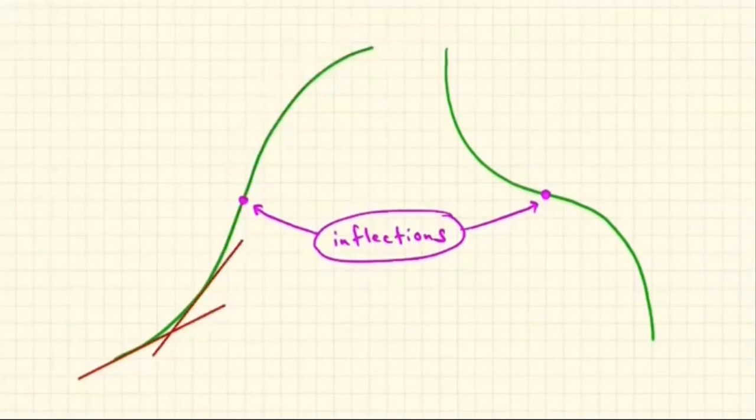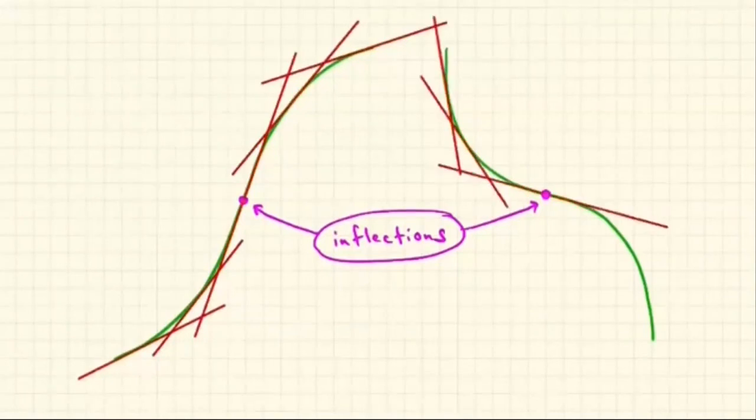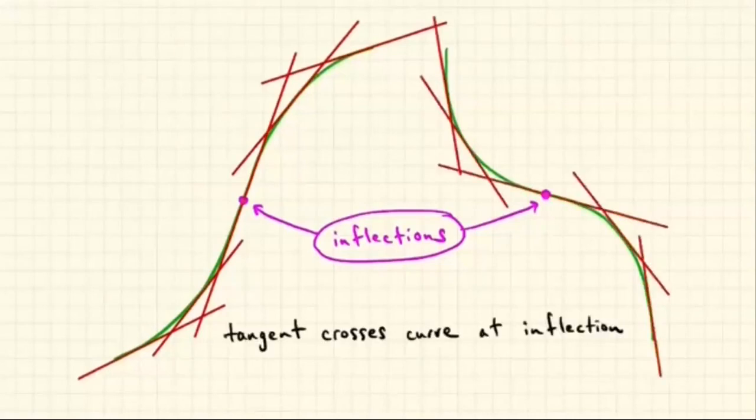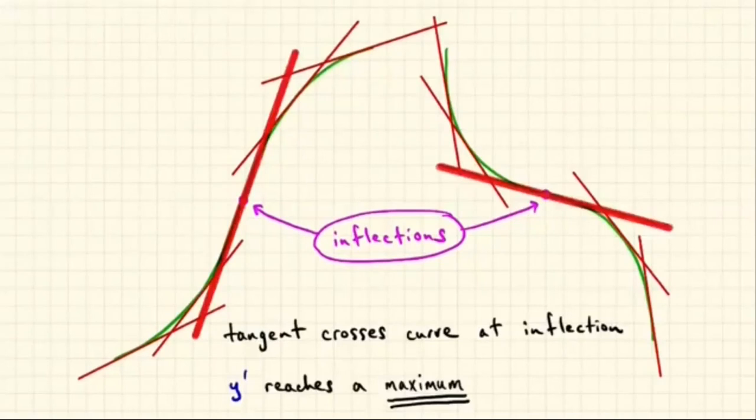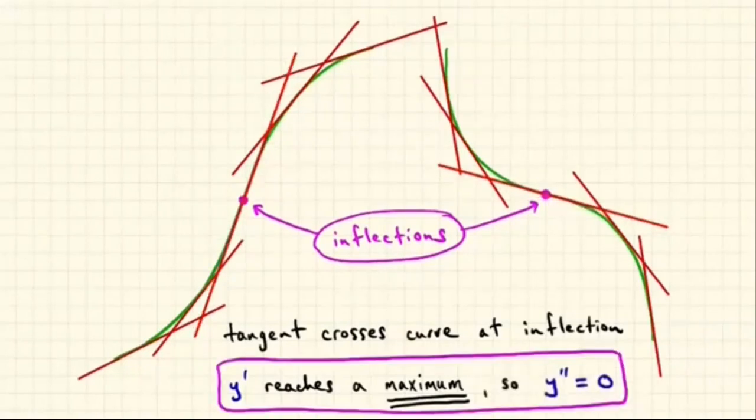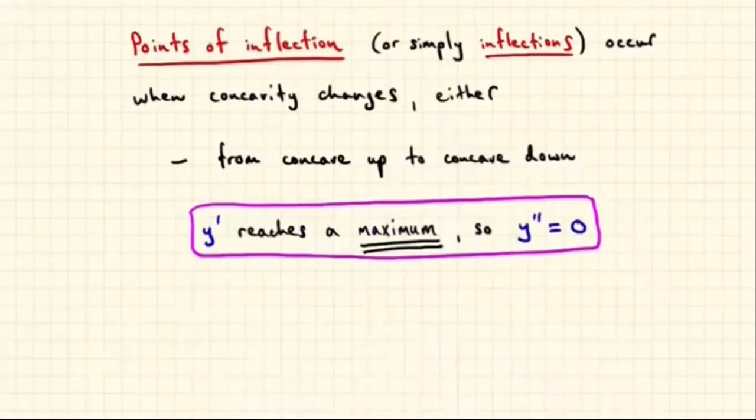You can watch the way miniature tangent lines to the curve behave as you pass from left to right for the first curve displayed here and for the second curve. You might notice that the tangent line crosses the curve at the point of inflection. The slope of the tangent line, which is the derivative denoted by y dash, reaches a maximum at that moment of transition at the inflection point. So its derivative, denoted by y double dash, must become zero. In summary, for the case where concavity changes from concave up to down, the derivative reaches a maximum and the second derivative is zero.